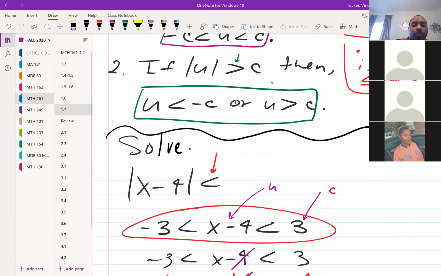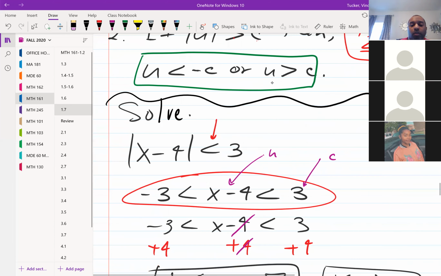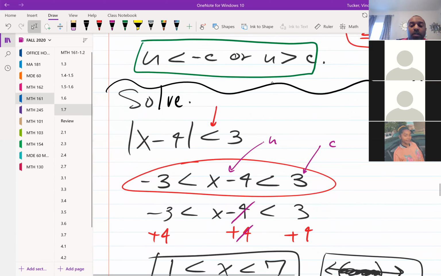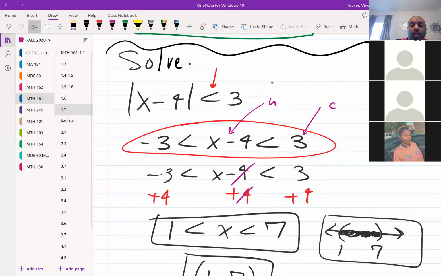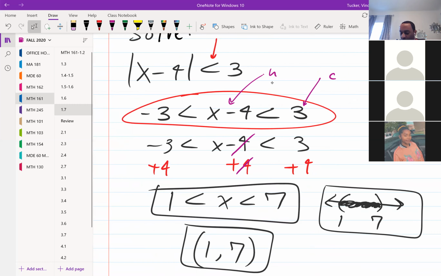So before we go to solve it, questions on what we've done? So we have a 3-part inequality. To solve, we'll add 4 to all 3 parts and have the result of x is greater than 1 but less than 7.